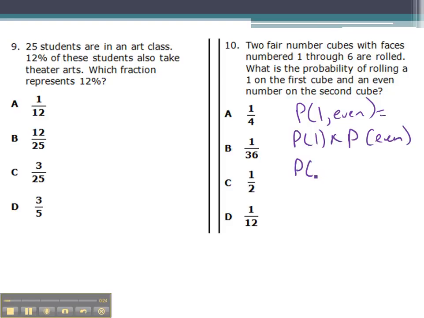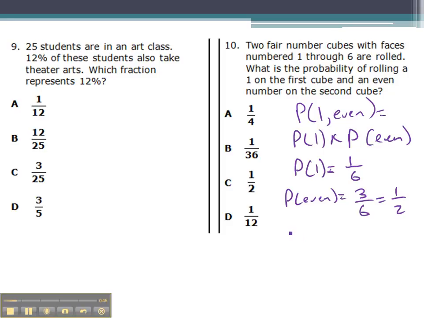Probability of rolling a 1 on the first cube is 1 out of 6, or 1/6, because there's only one 1, but 6 possible outcomes. The probability of rolling an even number on the second cube is 3 out of 6, because there are 3 even numbers, 2, 4, and 6, and 6 possible outcomes, 1, 2, 3, 4, 5, and 6. Simplifying that fraction, we get 1/2.